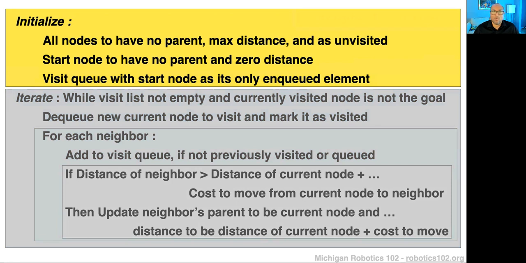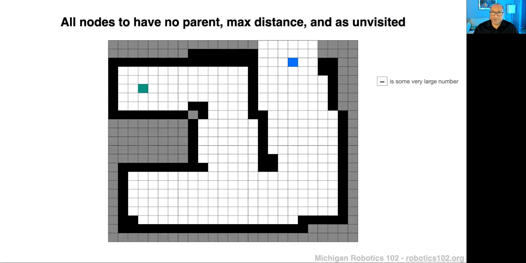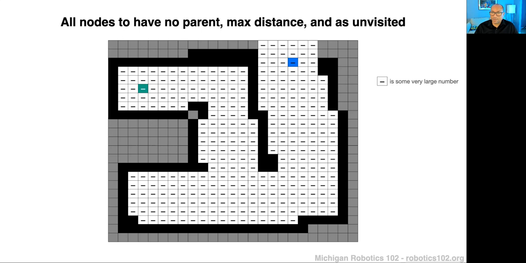To initialize, we want to assign all of our nodes. If we take all of our nodes in our map right here, I'm going to use this dash to represent some very large number. You can interpret that as infinity if you want to, as the maximum floating point value, though I would not recommend using that. Or maybe just a number that is larger than can really be supported by your map, because you just want to make sure it's a very high number. So we're going to assume that all nodes have no parent, this maximum distance, and each is marked as unvisited. We're just going to mark every cell this way.